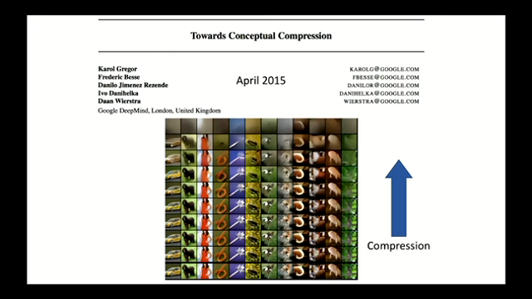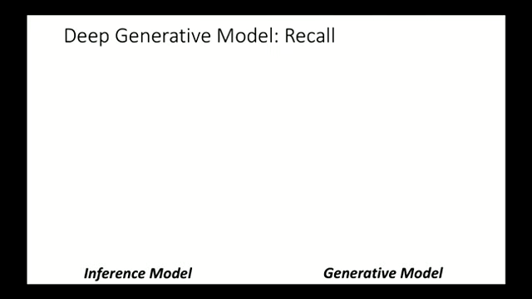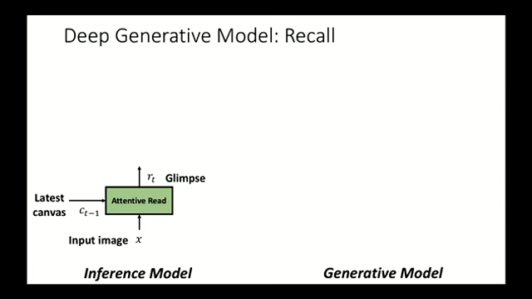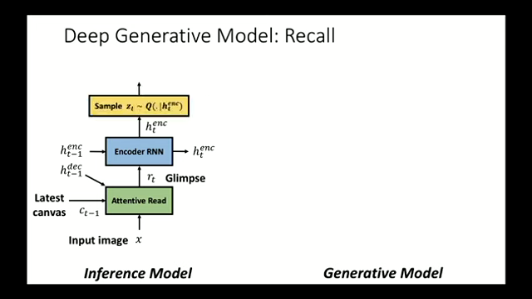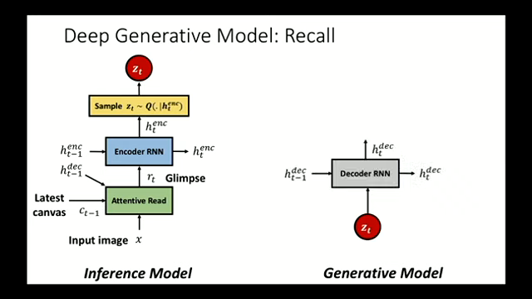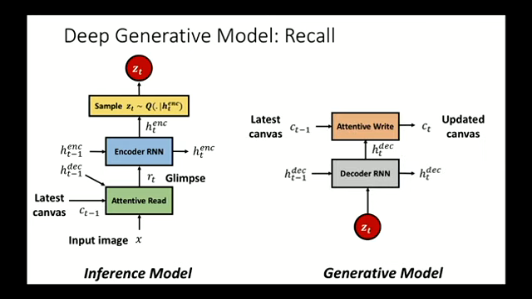Okay, so we have learned this deep generative model, correct? Inference model starts with the input image. Quick recap. You do attentive read. You do a forward pass of the RNN. You sample. You have these latent variables. Generative model, you start with latent variables, pass through the decoder RNN, do attentive write, and you get an updated canvas. So we are clear on these two models.